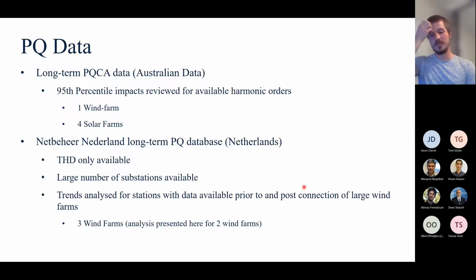What that ultimately gave us was the ability to look at years and years' worth of data that was hosted by the NSPs themselves. The Netherlands, you might be aware, is continuing to connect a substantial amount of offshore wind farms. So we found a whole bunch of substations for which there was enough data prior to the connection of the generator and post connection of the generator. I think there were actually 4 wind farms ultimately analysed, 3 with very strong trends that were defined, and I've presented 2 here.